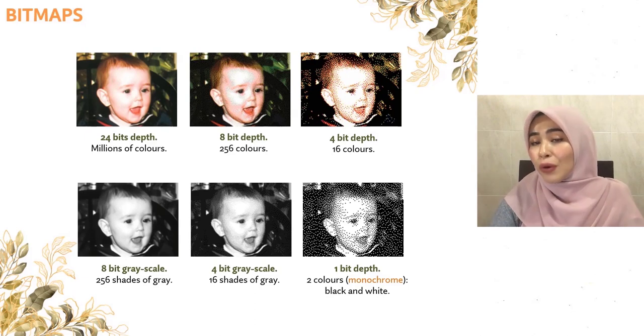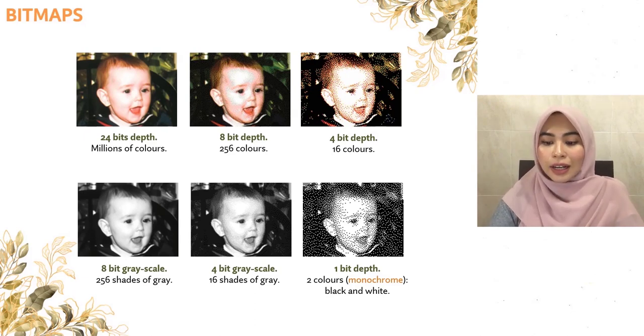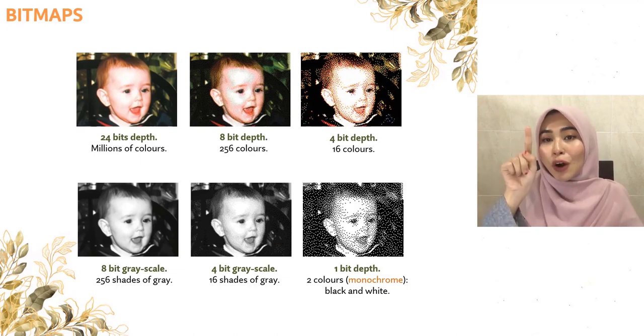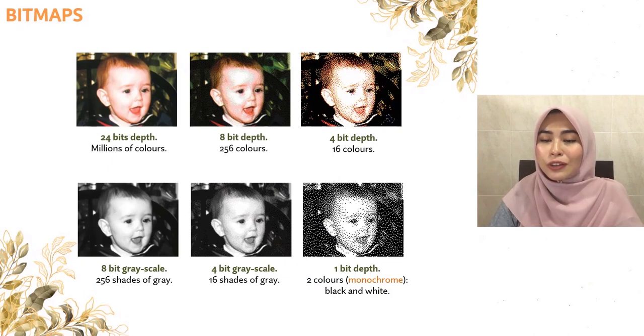Okay, a monochrome image, on the other hand, has 1-bit depth, so 2^1. So 2^1, there are only two possible colors that can be displayed on the image. So it's either black or white. Simple as that. So this is called a monochrome image.